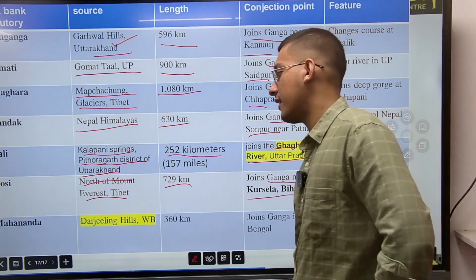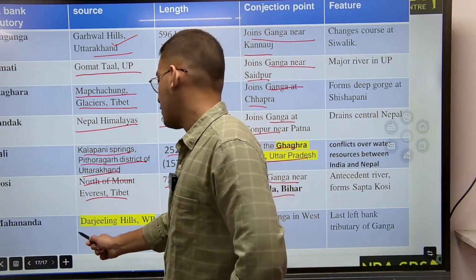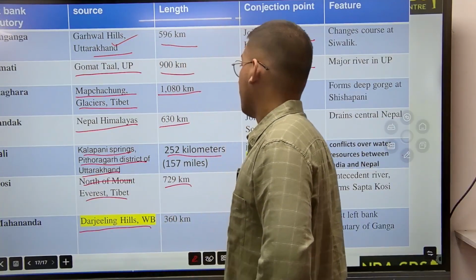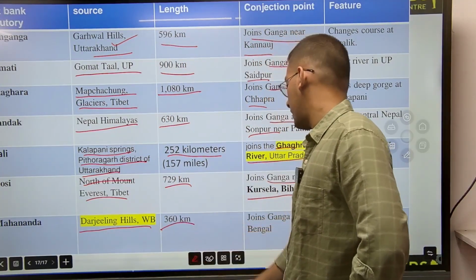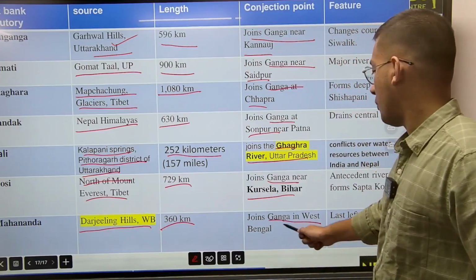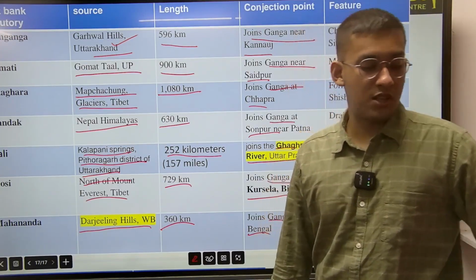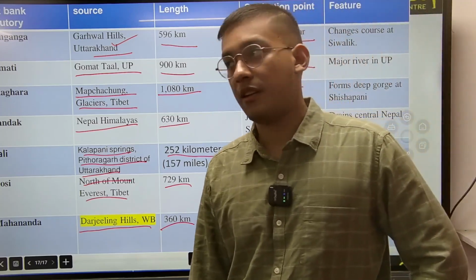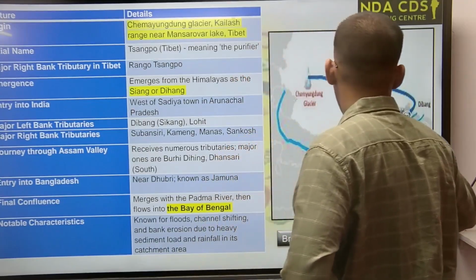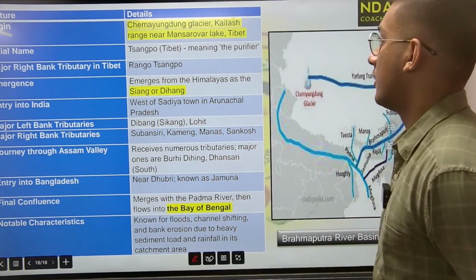And last we have Mahananda. Mahananda starts at Darjeeling Hills in West Bengal. Total length is 360 kilometers, joins Ganga in West Bengal. Right? This is the total revision of the Ganga and its tributaries. We now come to the Brahmaputra river basin.